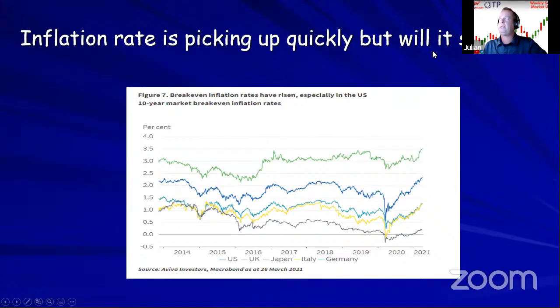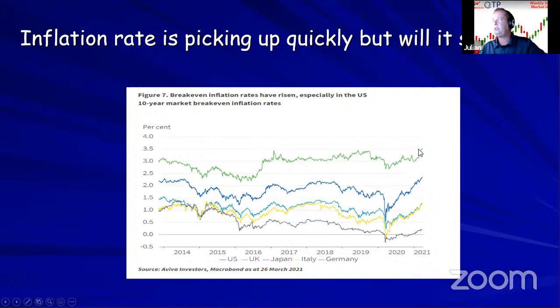The inflation rate is picking up now. My contention is I'm concerned that it won't stay up, and there's already signs that it's not going to stay up. But it's very clear to see that however you look at it, inflation rates, and this is judged by break-even levels, have been going up for some time, all the way through 2020, and it's getting higher and higher. These are break-even inflation rates, which is the difference between inflation-protected securities in the UK, US, and all the other countries, and the 10-year bond yield. This isn't quite the same as CPI, but this is a predictor of where they think CPI is going to be at some point in time.